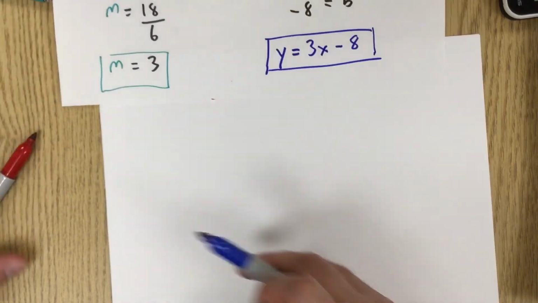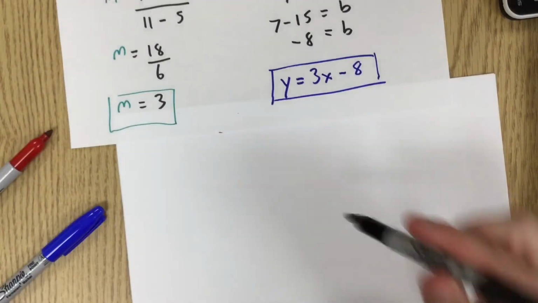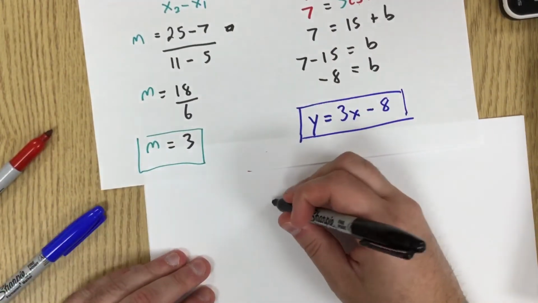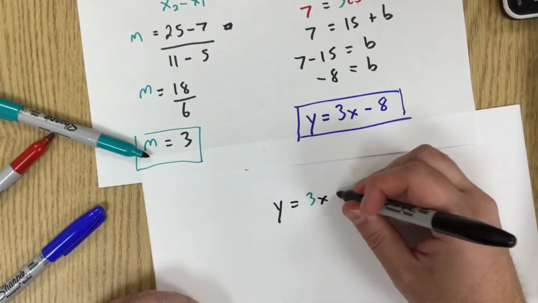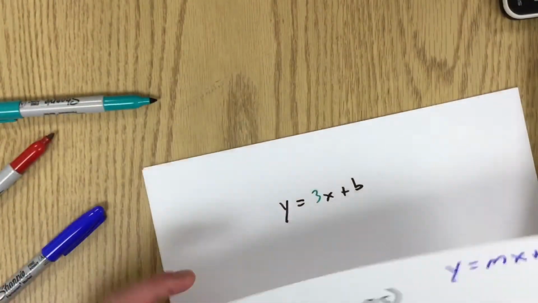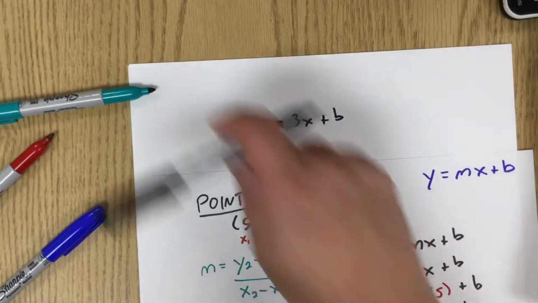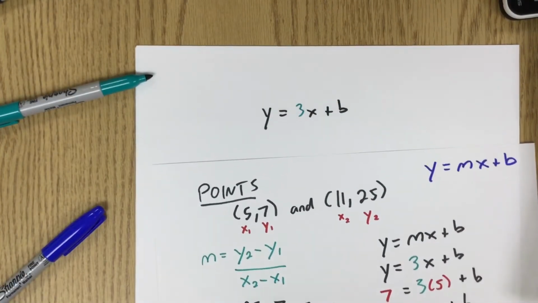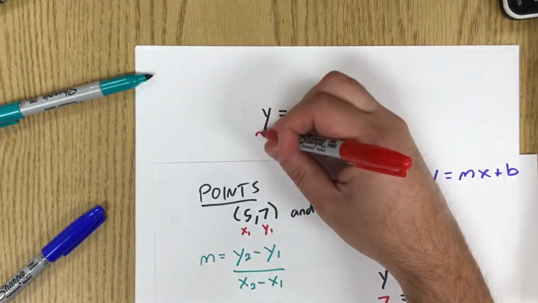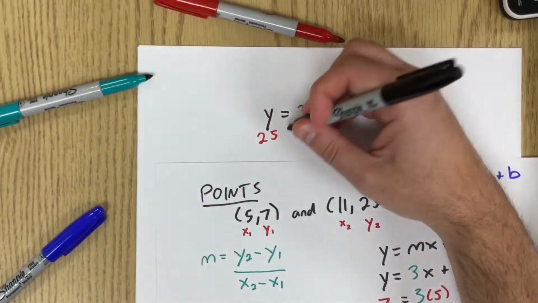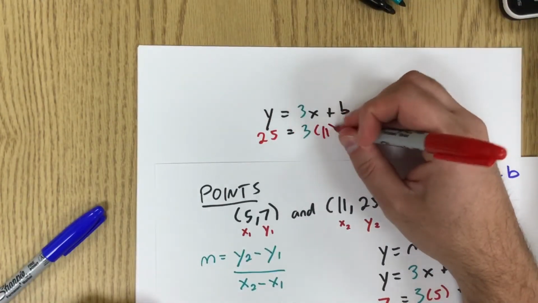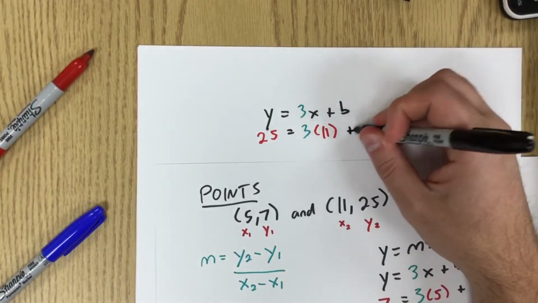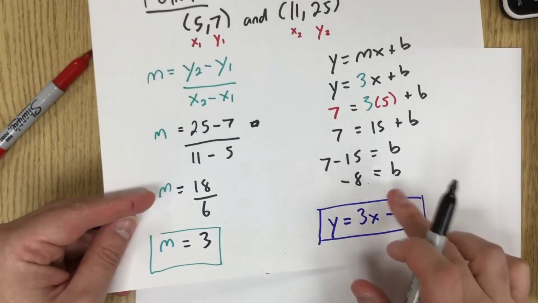Let's just quickly double check. If we go back to when I used the 5, 7 point, what if I had used the other point? So I had y equals 3x plus b, and before I used the 5, 7 point, but I could have always used the other point as well. So let's see if we use the other point. The y would be 25, and we get 3, and then the x would be 11 plus b. And let's see if it gives us the same negative 8.